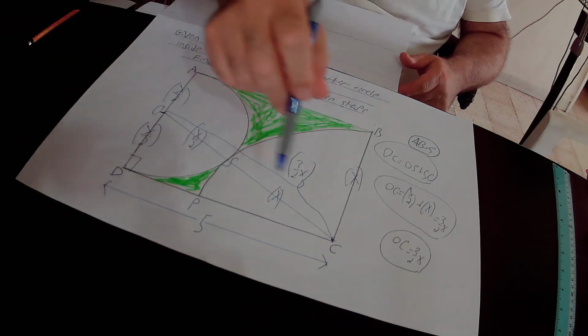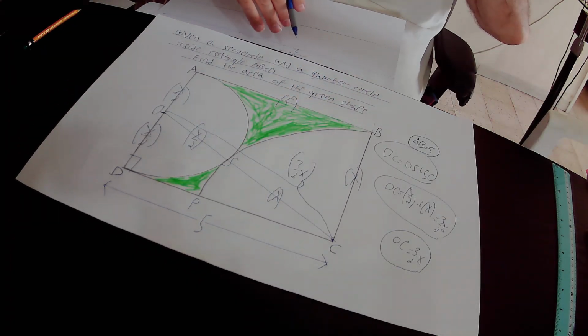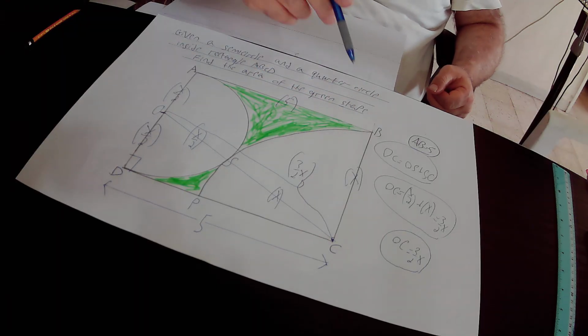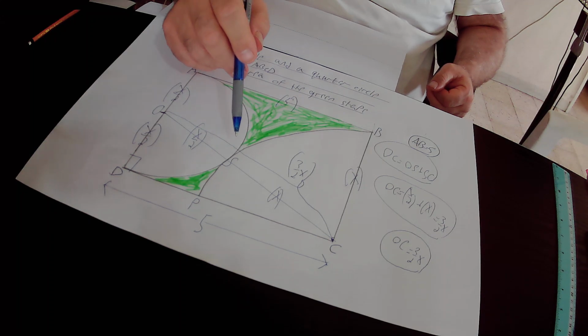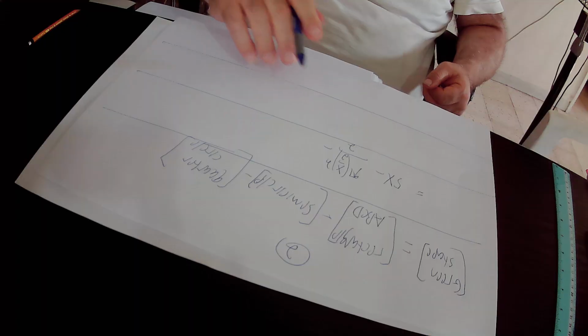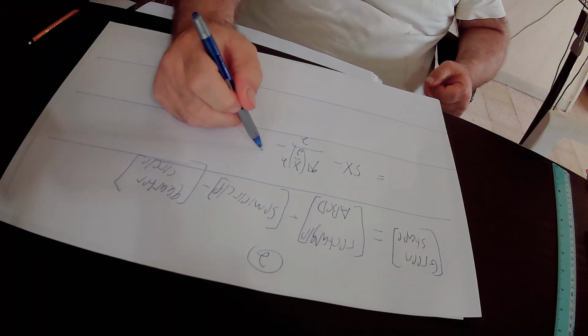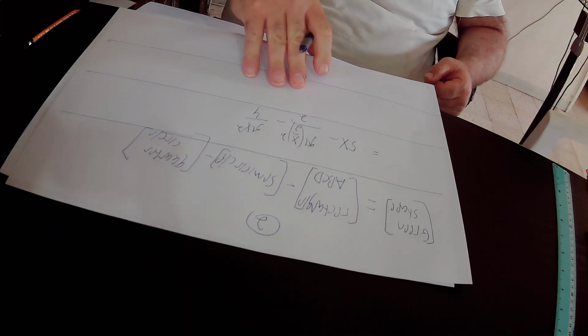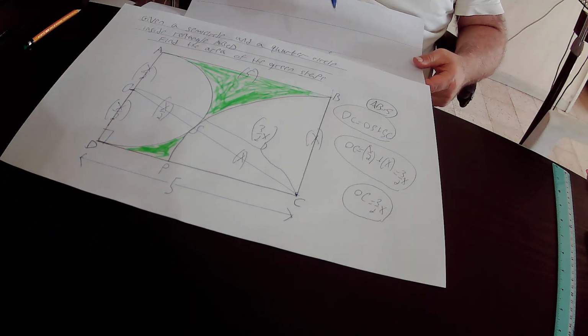Minus the area of this quarter circle. The radius of this quarter circle is x. Therefore, the area of this quarter circle must equal pi x squared over 4. So I write it down. The area of the quarter circle equals pi x squared over 4.